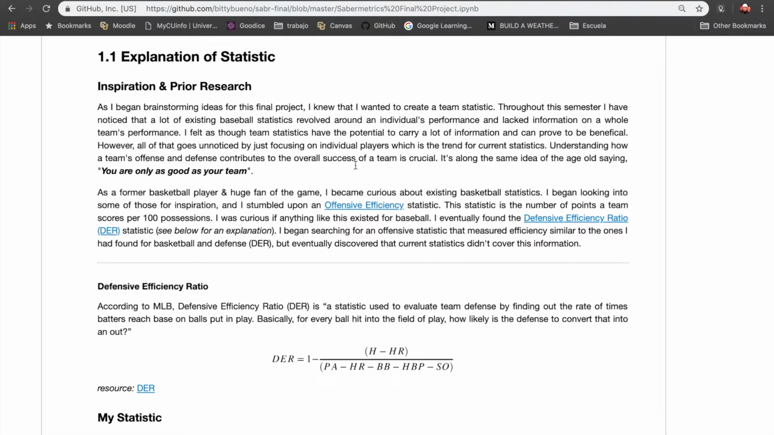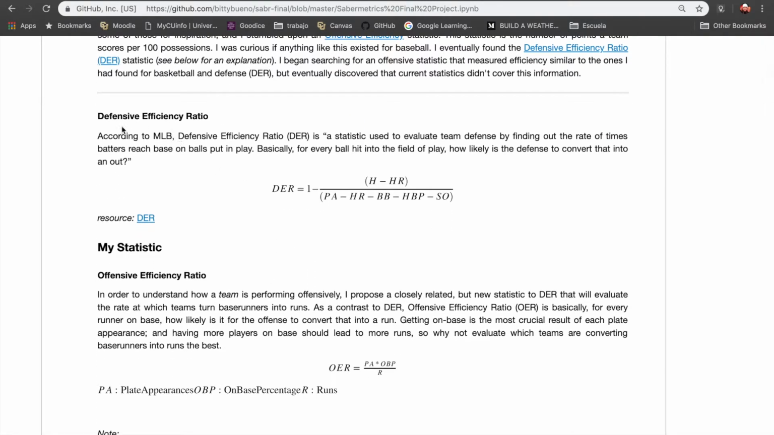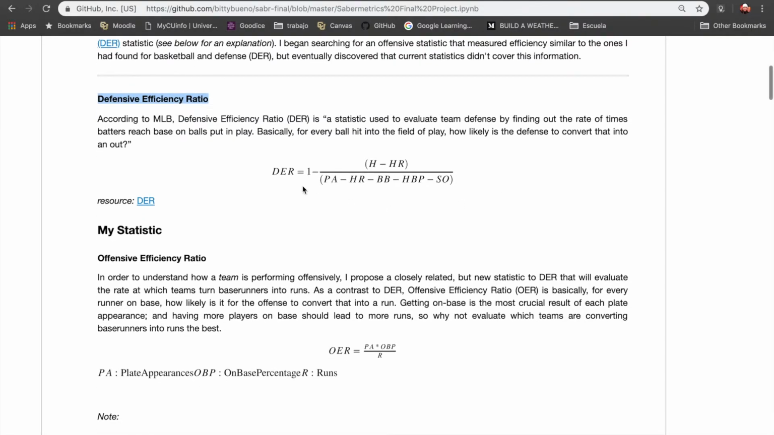So as mentioned before, we could see the definition of defensive efficiency ratio. And again, just as a reminder, it's a statistic used to evaluate team defense by finding out the rate of times batters reach base on balls put in play. Again, we see the statistic formula.